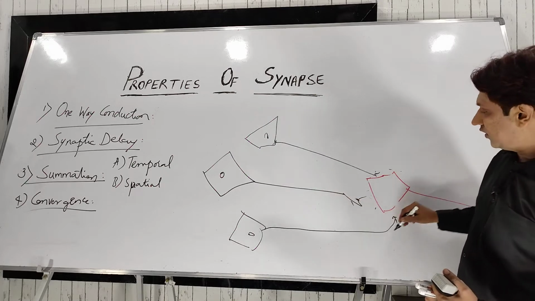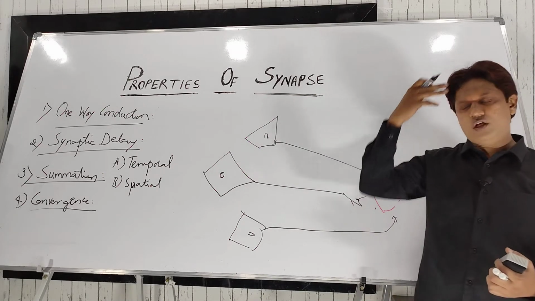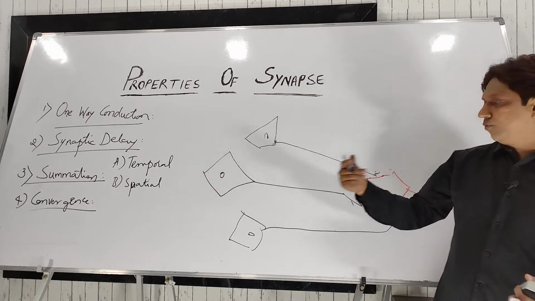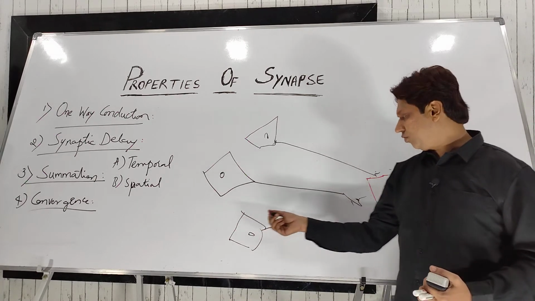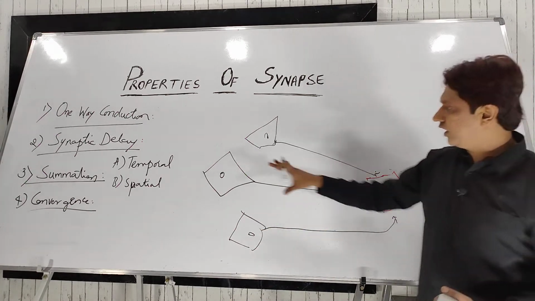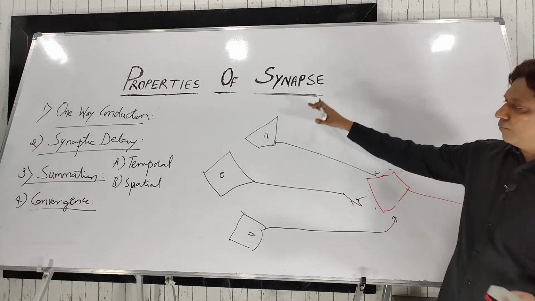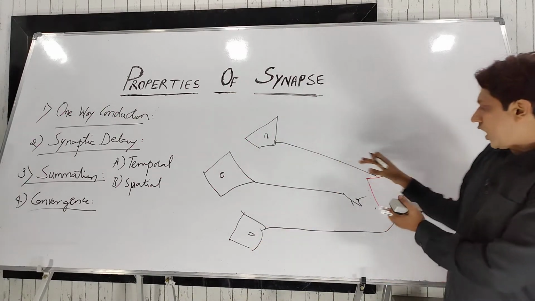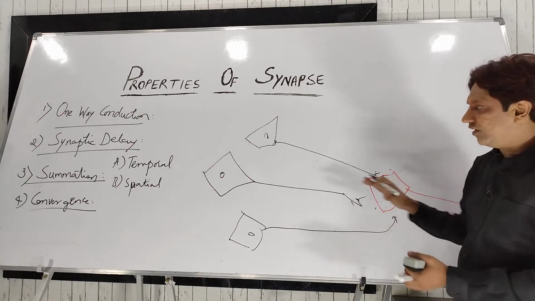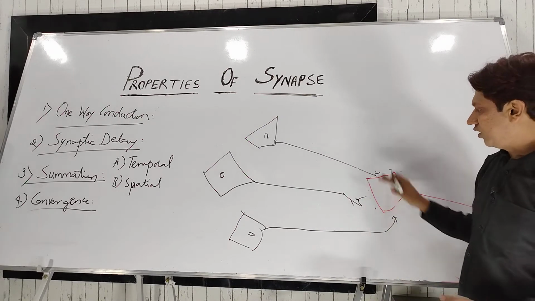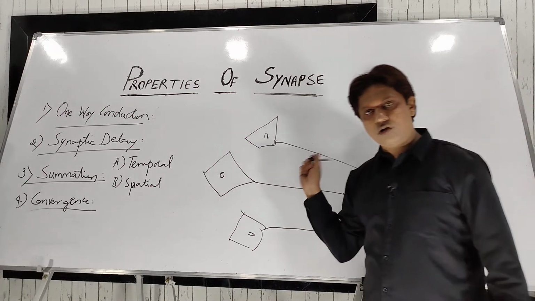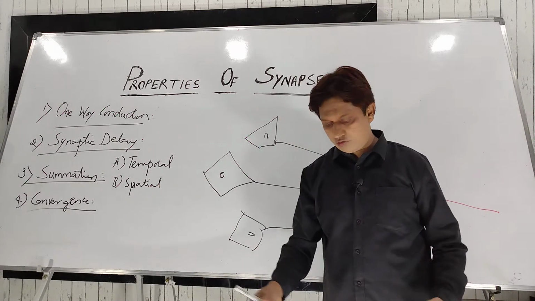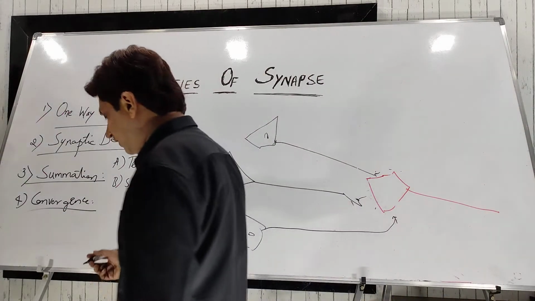It receives signals from the spinothalamic tract, the corticospinal tract, the rubrospinal tract, or from different tracts. So one postsynaptic neuron can receive signals from multiple presynaptic neurons, or in other words, presynaptic neurons will converge to a single neuron. This property of convergence of the signals to a single postsynaptic neuron, or the efferent neuron, is known as convergence.